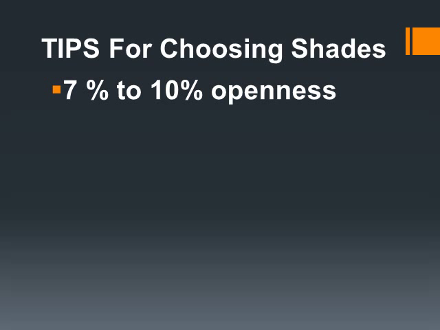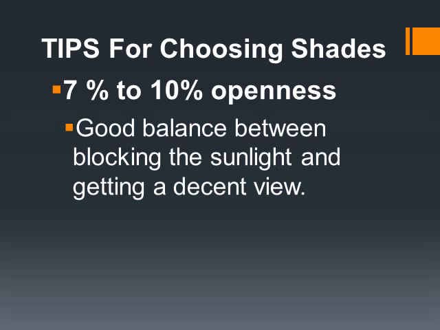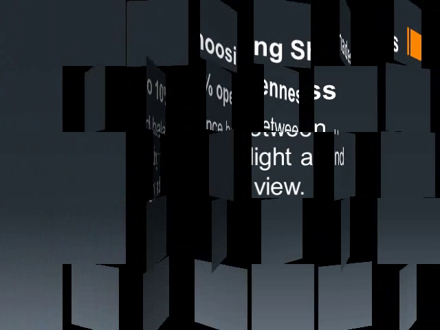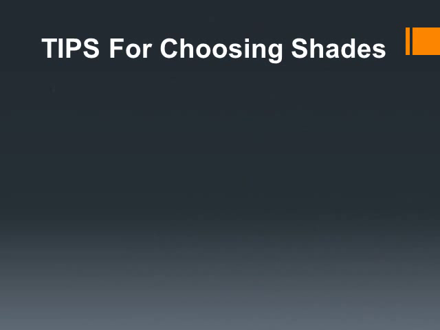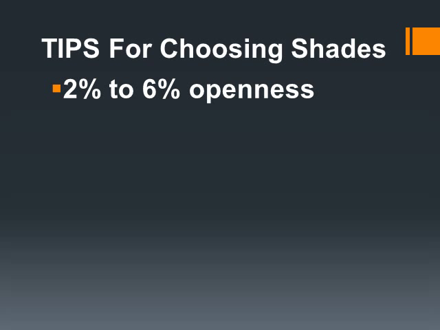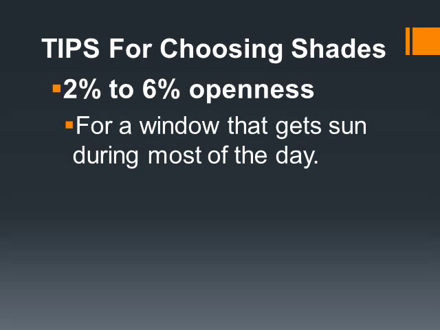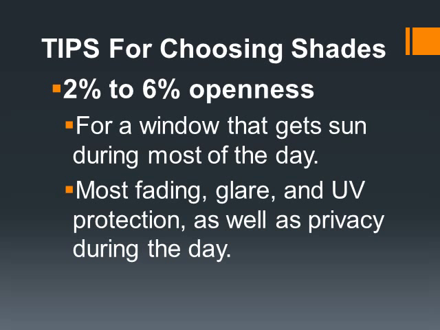A 7 to 10% openness will give you a good balance between blocking the sunlight and getting a decent view out your window. A 2 to 6% openness is the right choice if you have a window that's getting sun during most of the day. It'll give you the most fading, glare, and UV protection, as well as privacy during the day.